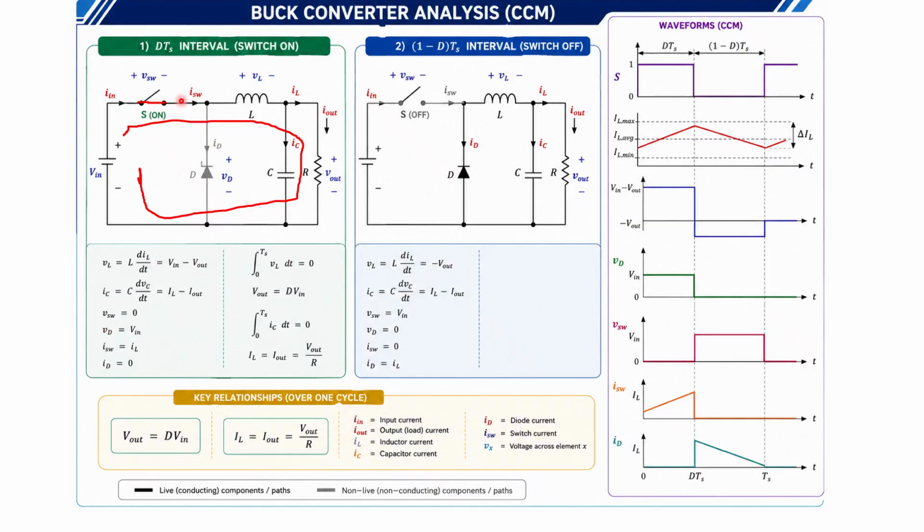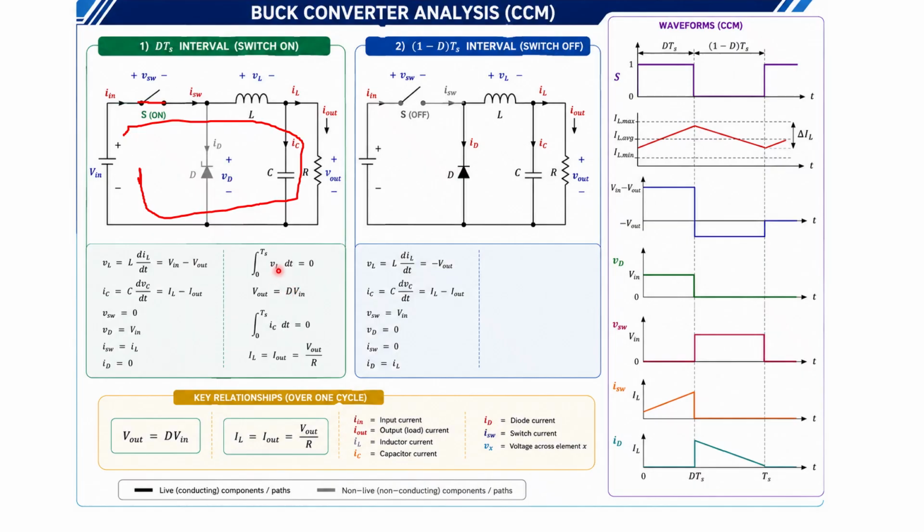ISW is the current flowing through the switch. Current flowing through the switch is equal to the supply current, the input current, which is again equal to the current through the inductor. So it is written ISW is equal to IL, and ID is the current flowing through the diode. ID is equal to 0. So during the T on interval, these are the voltages and currents of various devices in this buck converter.